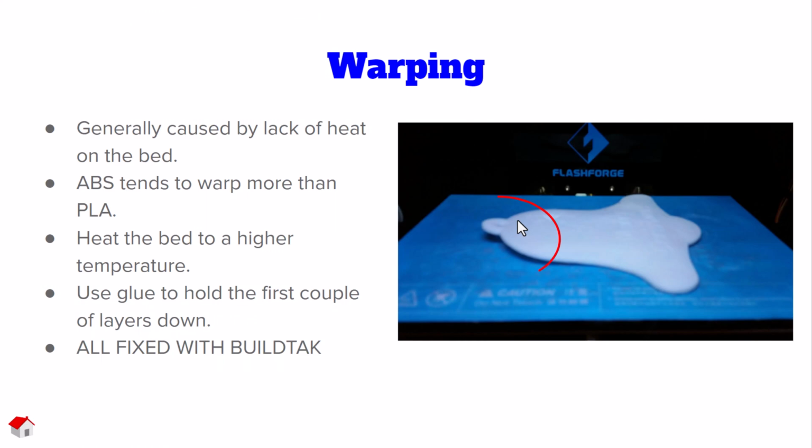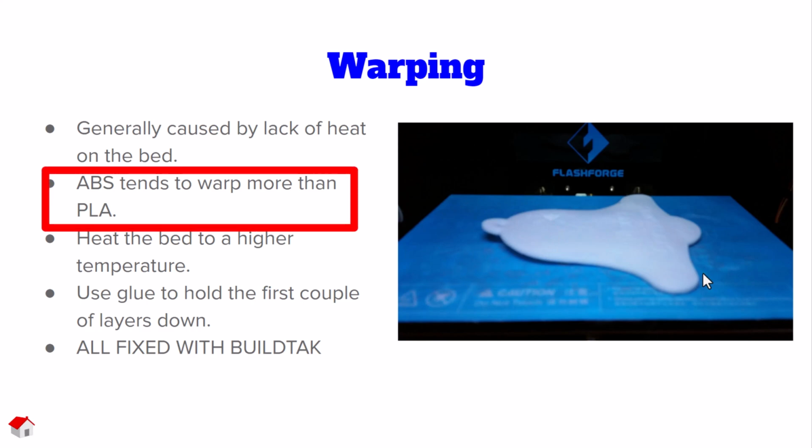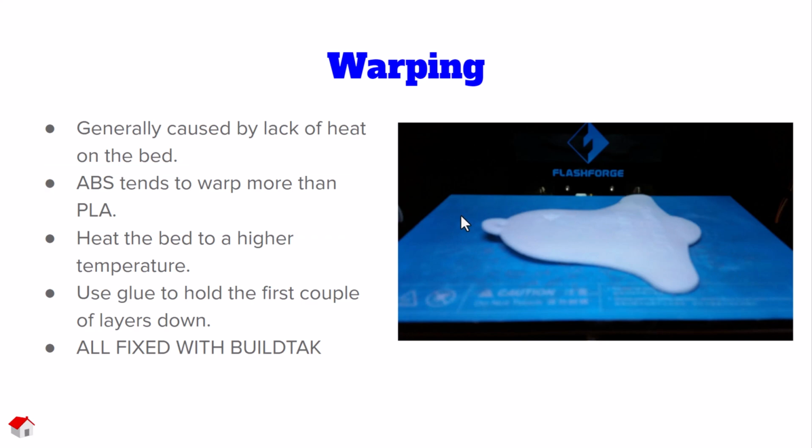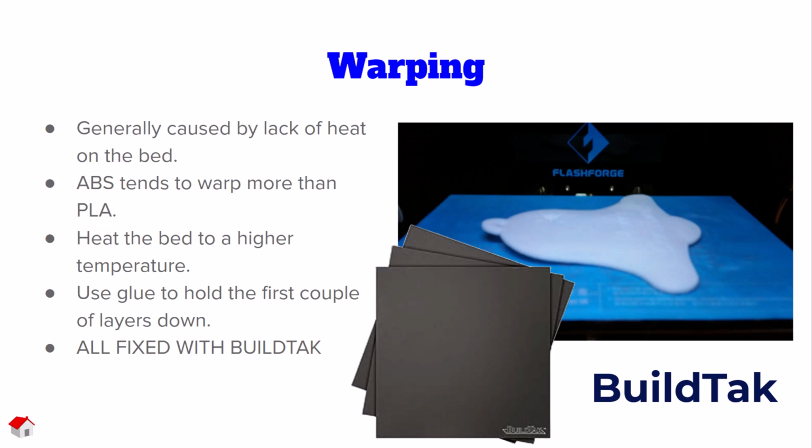This for me was a common problem with ABS, but you can see here there's no PEI sheet on here. This is not Buildtak, this blue sheet. It's just a normal sheet, and you would use a glue stick on this. By using Buildtak or PEI, that's going to eliminate some of this.